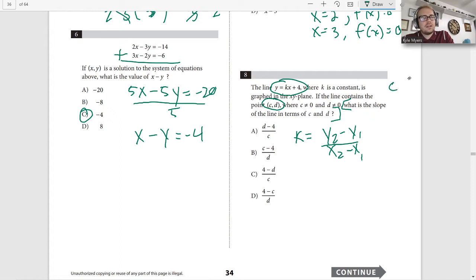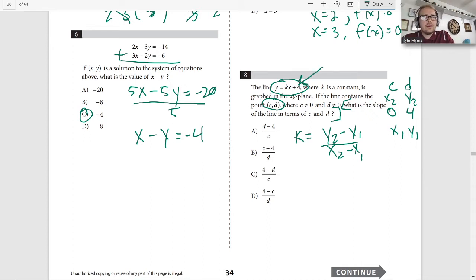So let's see, C and D, let's say that's x2, y2. But I need an x1, y1. They don't really tell us what it is, but they kind of do, because if x is 0, y is 4, no matter what k is. That's our y-intercept. So we do kind of have 2 points here. We know the y-intercept because of that number right there.